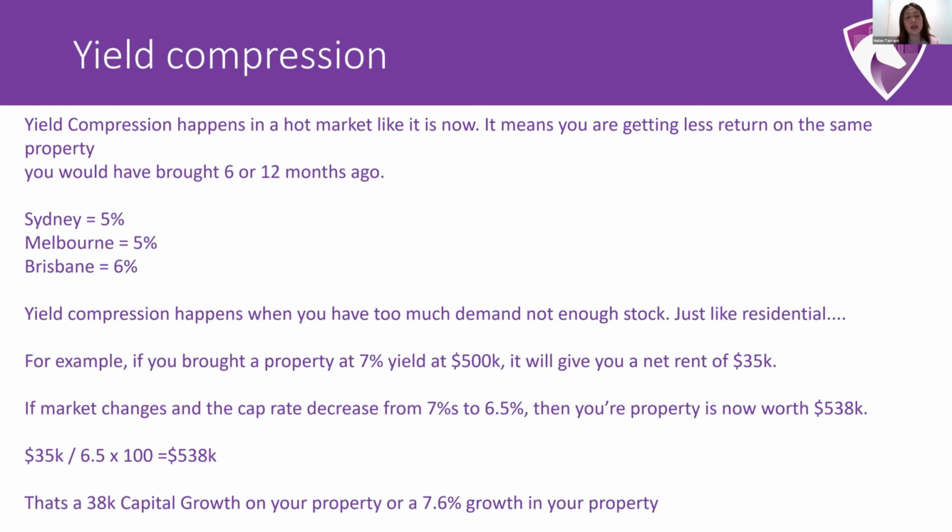So they're getting close to Sydney, and then Sydney was going to come back a little bit to about 4% in the future. So yield compression happens when there's too much demand but not enough stock. So what's really happening is that every time a property is listed, there are properties being sold sight unseen within 48 hours, and people are just buying them regardless.